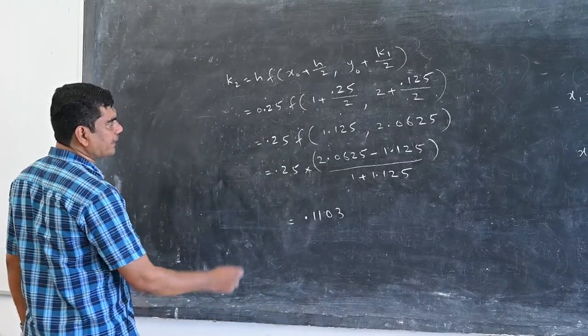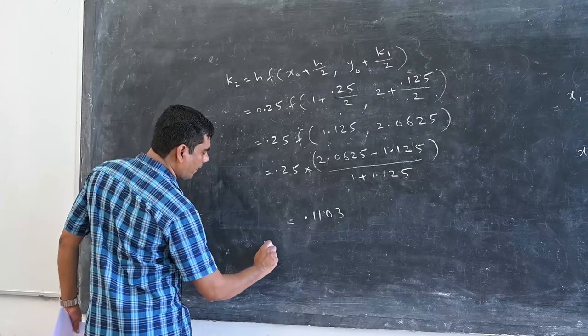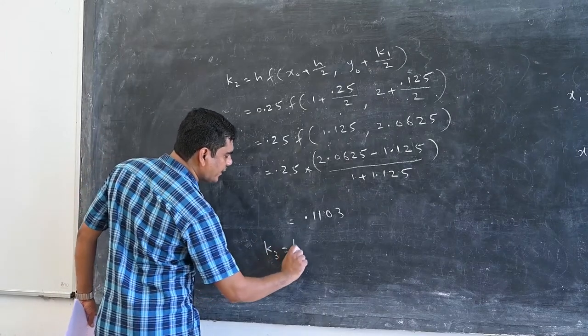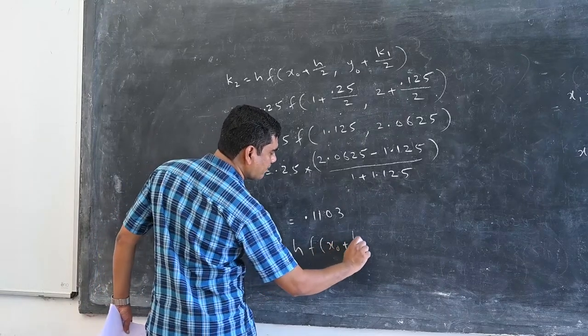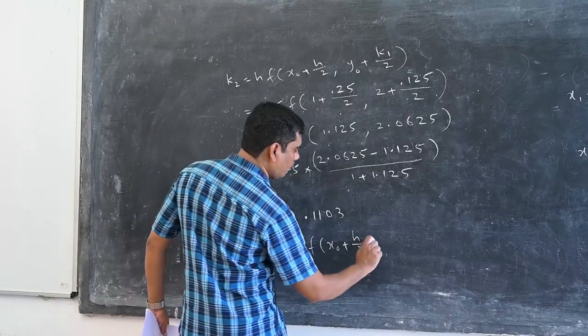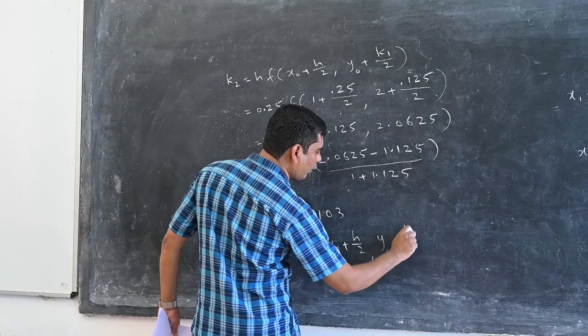Now we find k3. k3 is h into f of x0 plus h by 2, y naught plus k2 divided by 2.